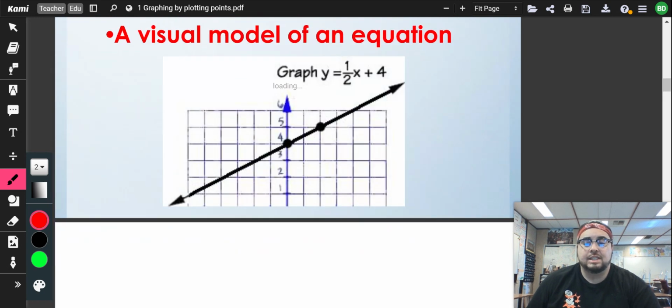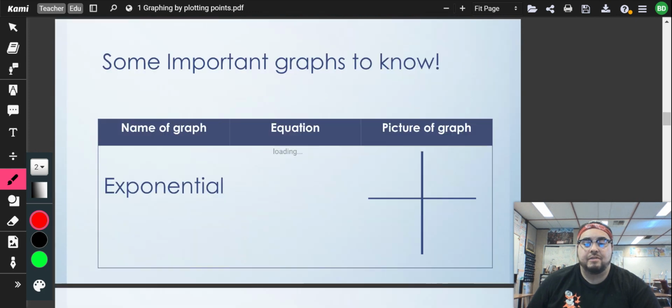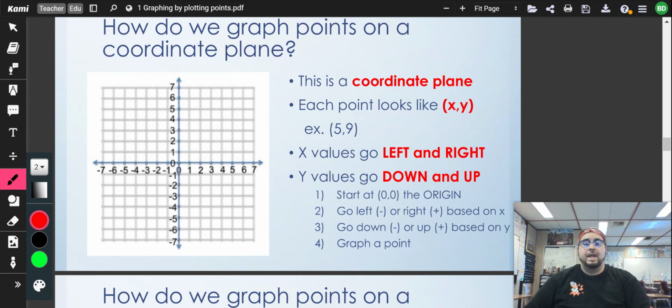So just a review, how do we graph points? Remember that on a coordinate plane, you have your four quadrants. When we graph, we are going to be going in two different directions, depending on the coordinates that we are given. Now, your x-axis is the one that goes left and right. That is right here. Your y-axis is the one that goes up and down, and that is right here.